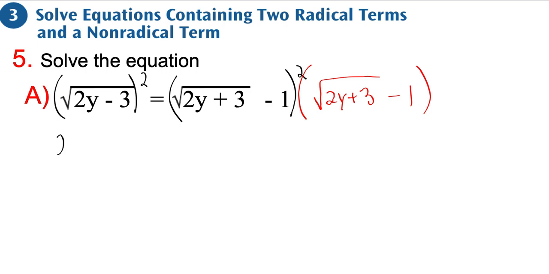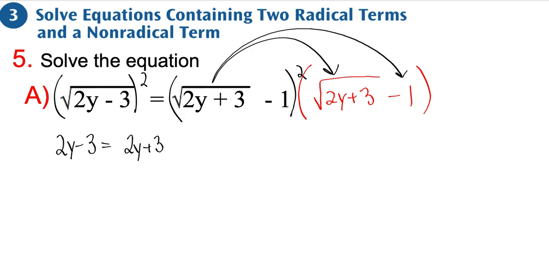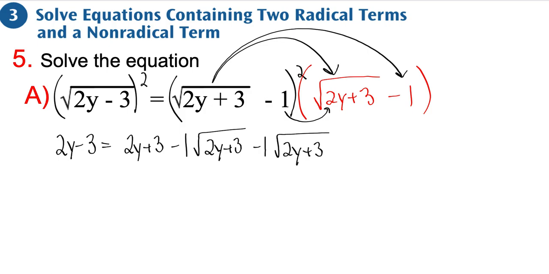So on the left, we got a 2y minus 3. And on the right, we're FOILing. So this times this, that's just going to cancel to a 2y plus 3, because the square roots cancel, everything's just going to double itself. Then we're going to go to here. So that would be a negative 1 square root 2y plus 3. And then we have another one of those, negative 1 square root 2y plus 3. And then negative 1 times negative 1 is a positive 1.